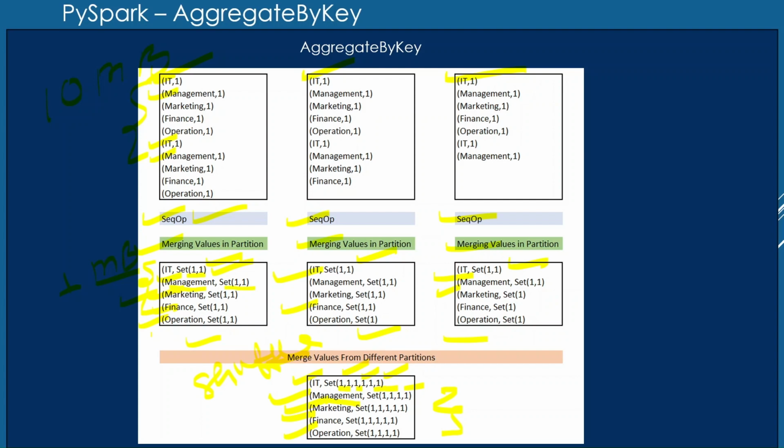That combine function is going to combine all the results which are generated on each and every partition when the sequence function is applied on top of that partition. So here is a brief explanation of how, whenever we use aggregate by key, Spark internally implements aggregate by key on top of the data.